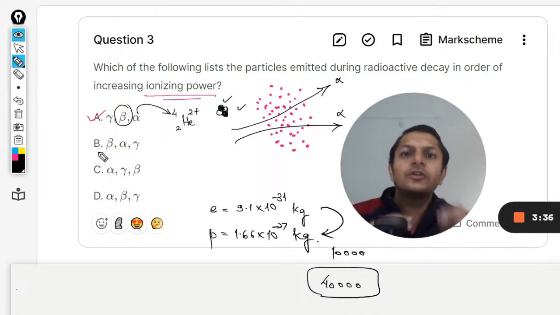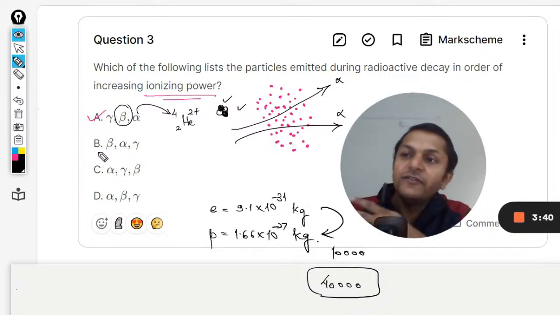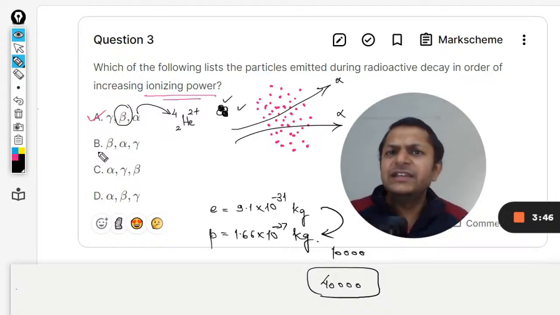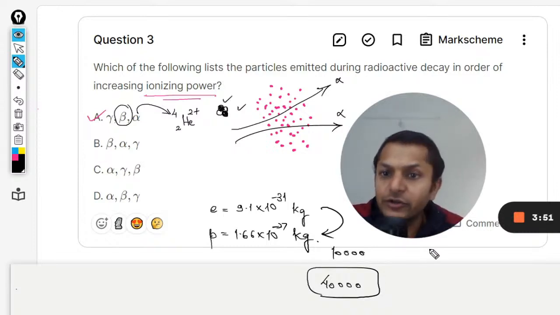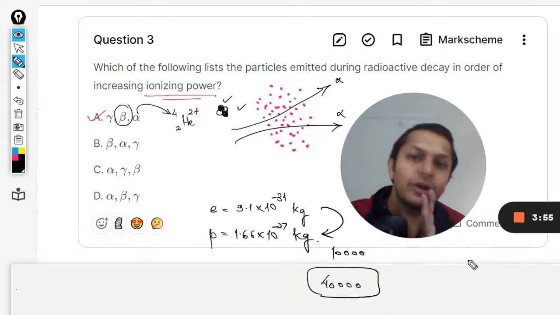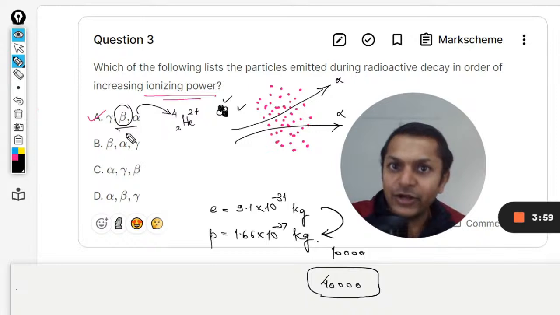So electron is colliding with electron. It's like snooker balls, or like when we play pool. What is happening is one ball is hitting another ball. So obviously the ionization power of the electron will be far lesser, and according to the books it is written as 100 times lesser than alpha. So this is 100 times lesser, the ionizing power.